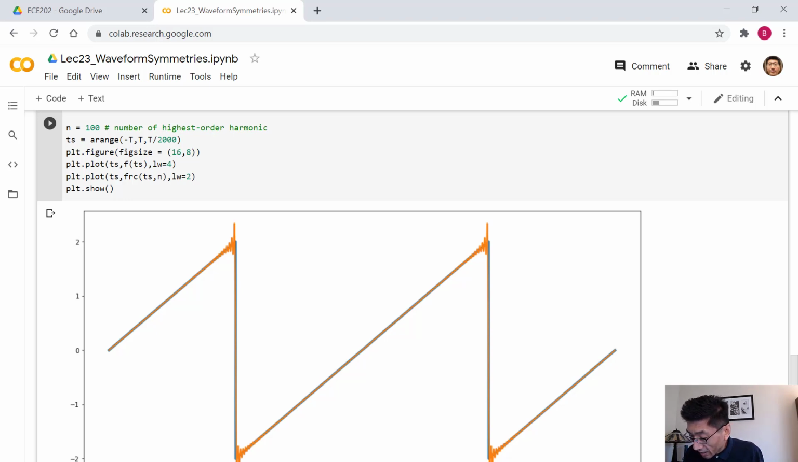So next I'm going to take a look at the half waveform symmetry. I'm going to see you in a moment.